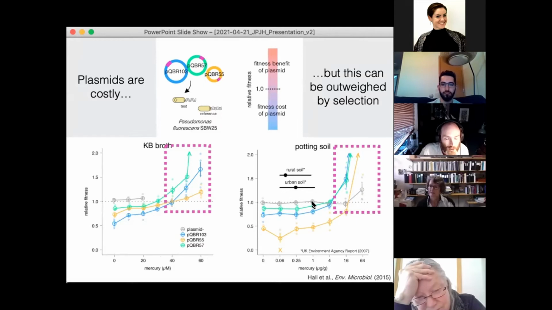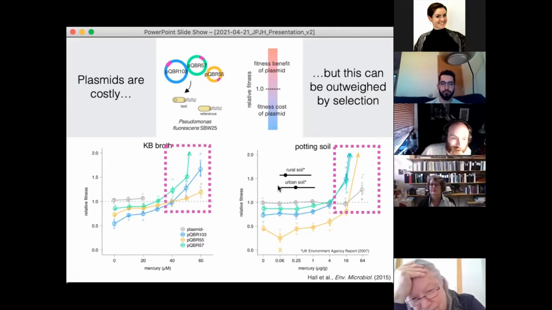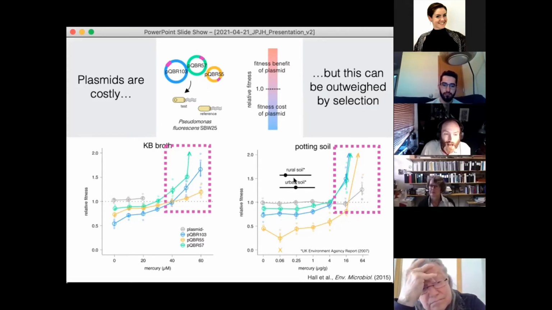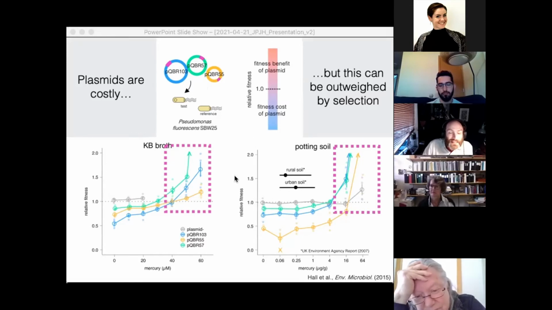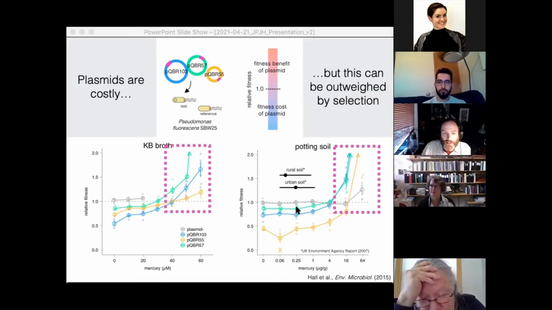rare. If we look at the concentration of mercury in the soil in the UK, for example, it's much, much lower. And actually, these mercury resistant plasmids were all isolated from pristine agricultural fields. They weren't mercury polluted regions. So actually the concentration of mercury in the environment where these plasmids were found was all pretty low. What this means is that under these natural conditions, these plasmids have a fitness cost.